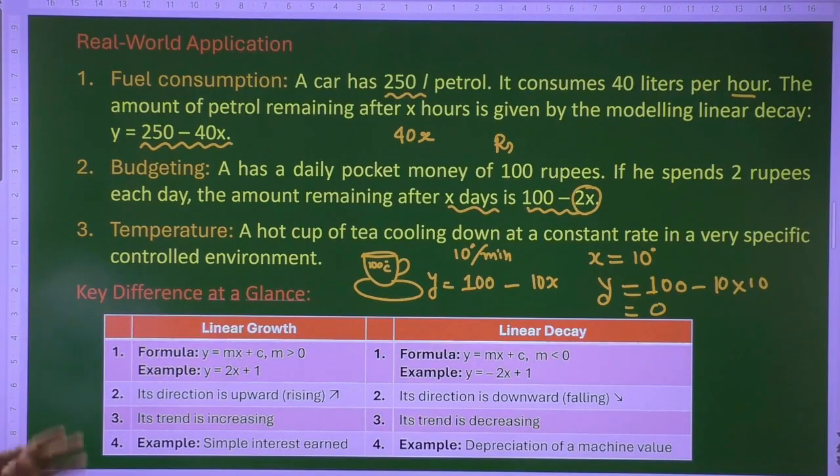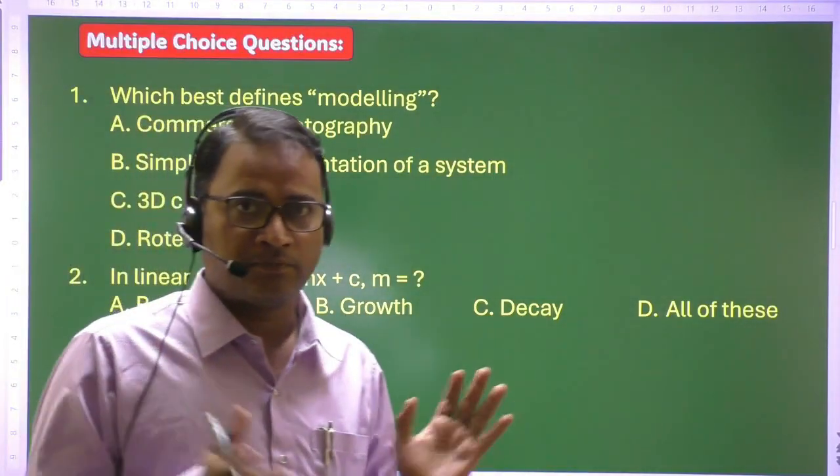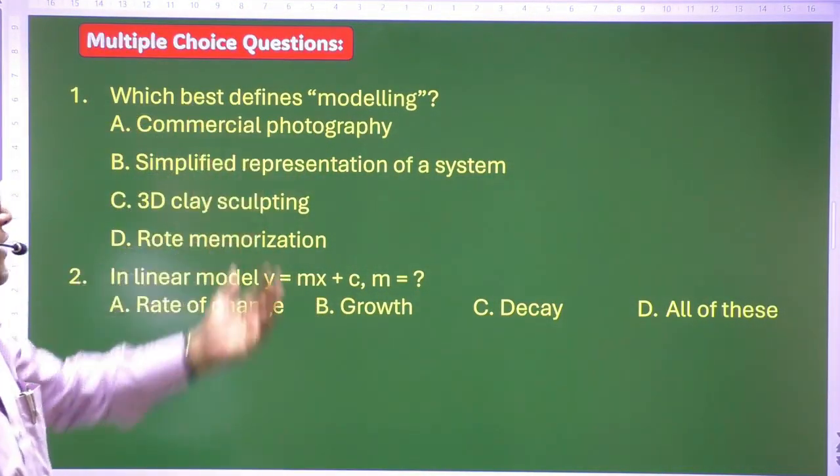Then we have the common differences between decay and growth, and their graphs. Now coming to this part, we have some multiple choice questions, such as which best defines modeling.